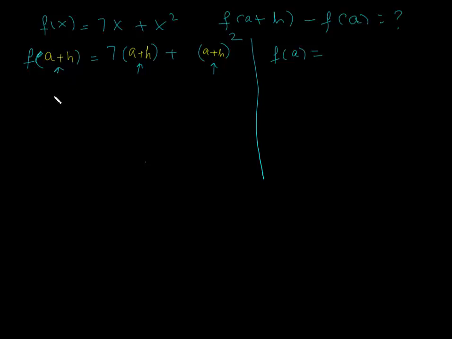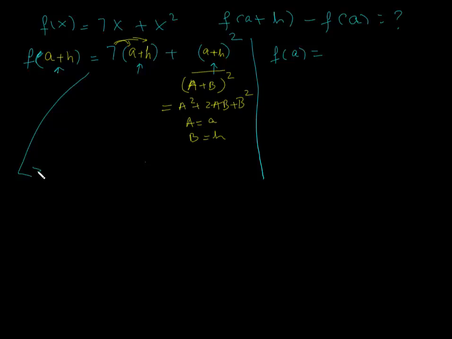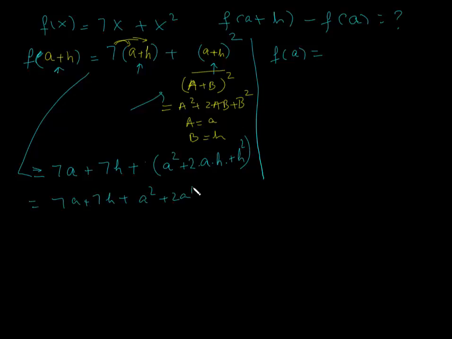Now what do we get in the next part? We can distribute the 7 and we can use the formula (a + b) whole squared equals a squared + 2ab + b squared to find the value of (a + h) whole squared. Here a is little a and your b is h. So with all that information, let's go back to the question. After distributing the 7, you get 7a + 7h, and then we use the formula to get a squared + 2 times a times h + h squared. So that gives me 7a + 7h + a squared + 2ah + h squared.